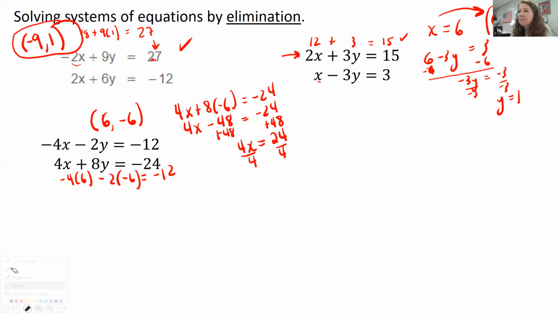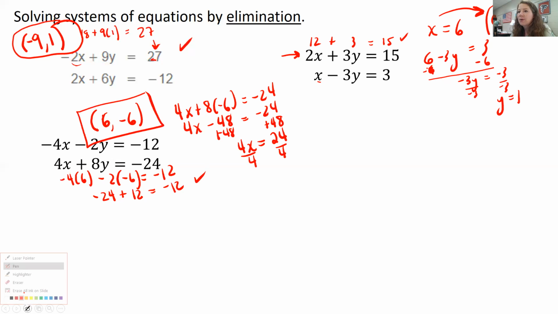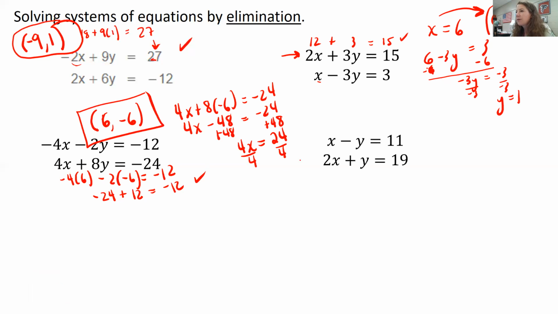All right, anyway. So negative 4 times 6 is negative 24. Negative 2 times 6 is positive 12. And does negative 24 plus 12 equal negative 12? Yes, it does. My answer is correct. I'm so smart. Yay. All right. What else? Here we go.